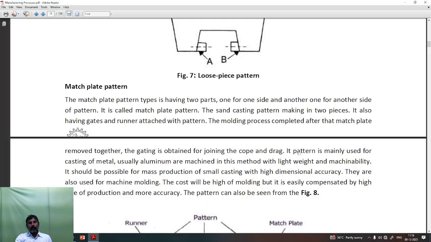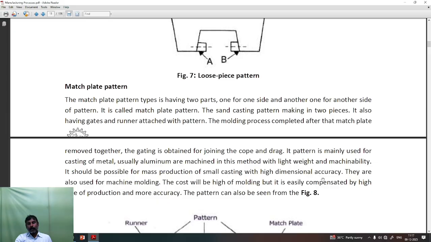The next one, match plate patterns. The match plate pattern has two parts, one for one side and another for the other side of the pattern. It is called a match plate pattern. The sand casting pattern is made in two pieces. It also has gates and a runner attached with the pattern. The molding process is completed after the match plate is removed, together with the gating obtained for joining the cope and drag.